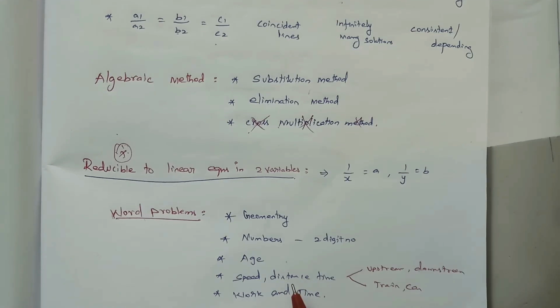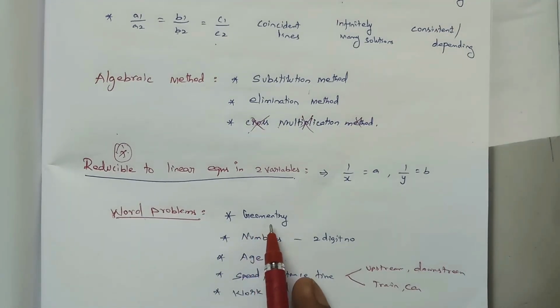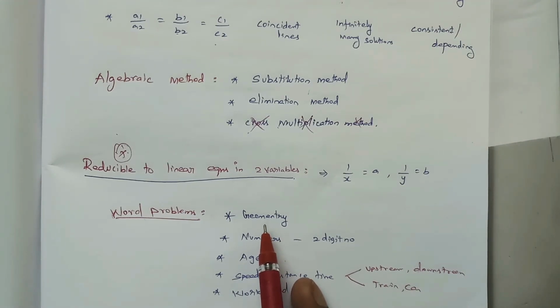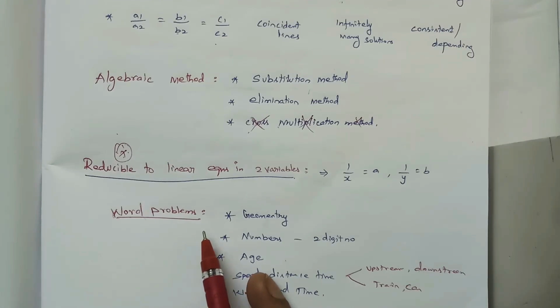Word problems are also very important, right? Geometry related means quadrilateral, square, rectangle, rhombus. Based on that, they will ask you problems. So for word problems, by reading the question, we will have two conditions, and they will talk about two things, two objects or two people or two things.